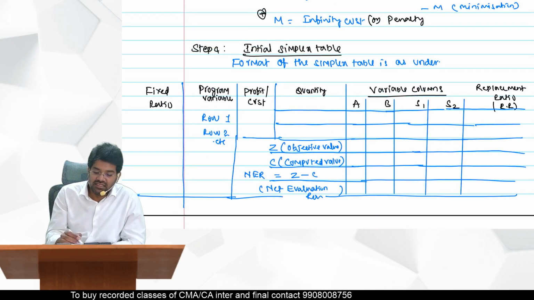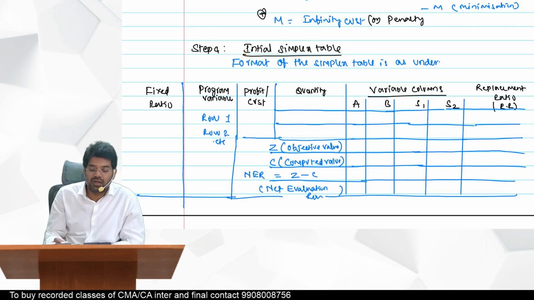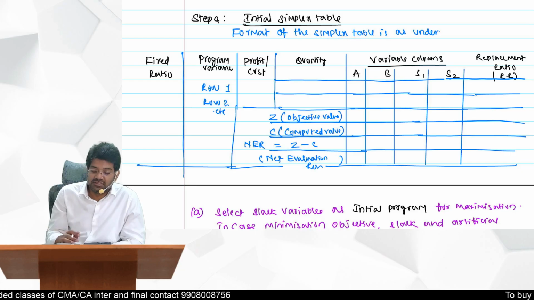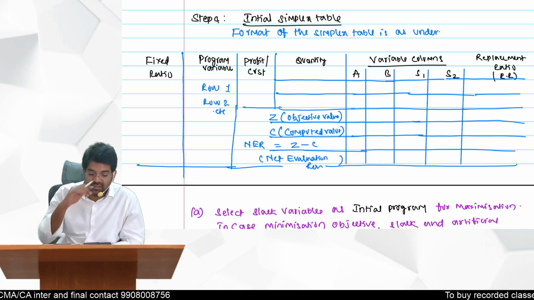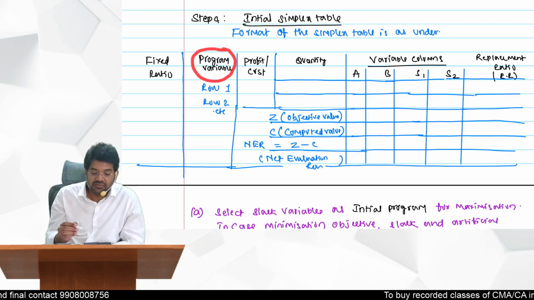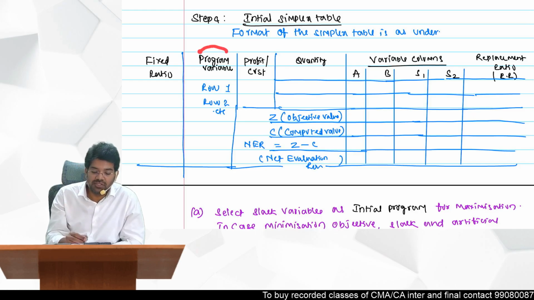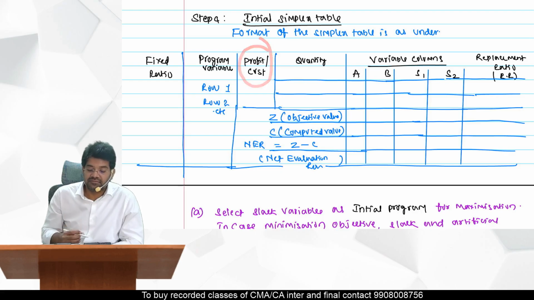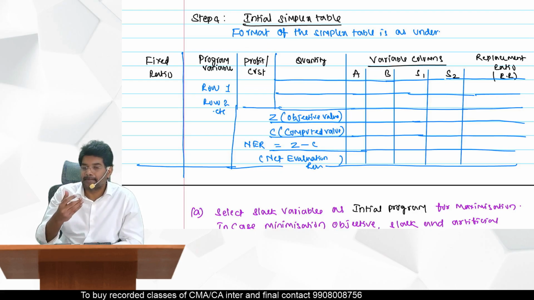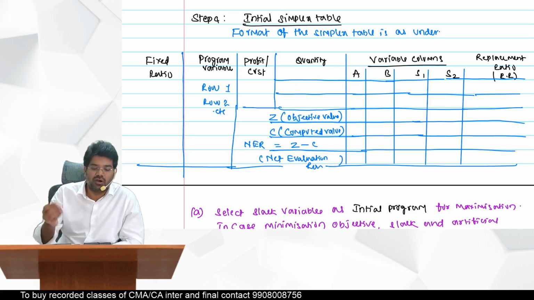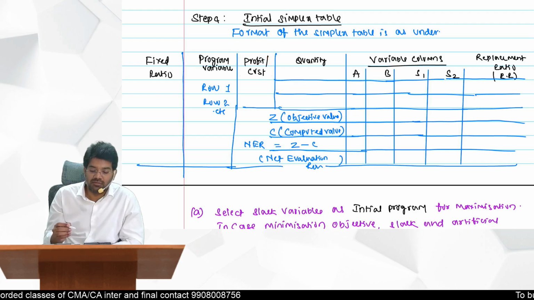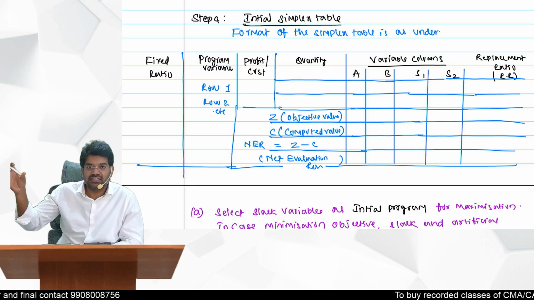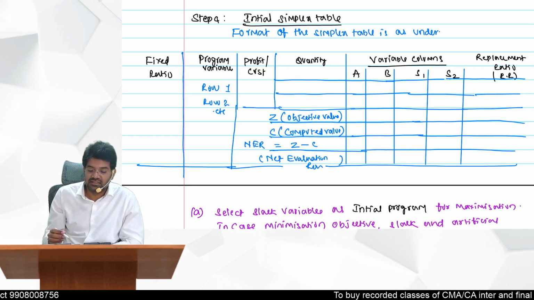Then the initial simplex table. This is the format of the simplex table. Okay, so what we take here are the program variables. We should start with which variables? We call them program variables. Every program variable will have a coefficient before it. That coefficient could be profit or cost, and we should take those here in this column. Quantity represents here that every constraint will have a quantity, and we should take that here in the quantity column.